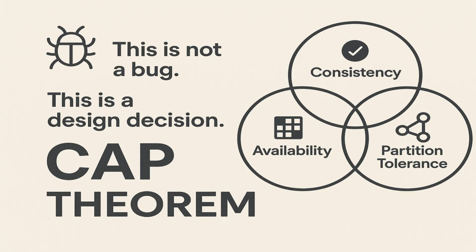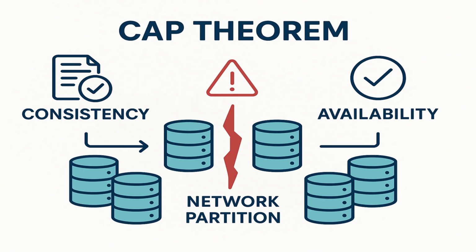It is one of the most important concepts in distributed systems. Today, let's break down what the CAP theorem is, what it really means for your applications, and how it affects the choices architects and engineers make every day. The CAP theorem is a fundamental concept in distributed system design. It tells us that in the presence of a network partition, we have to choose between consistency and availability.